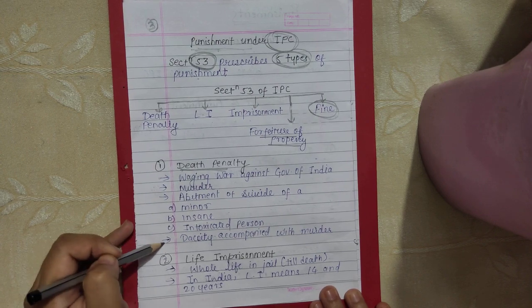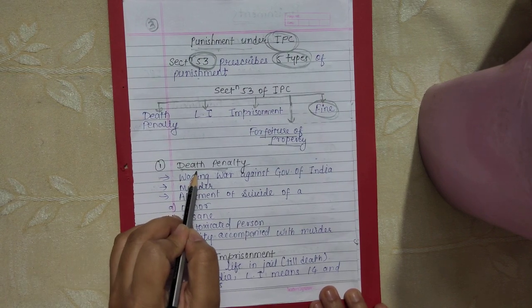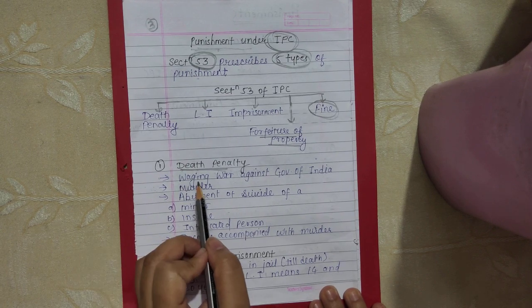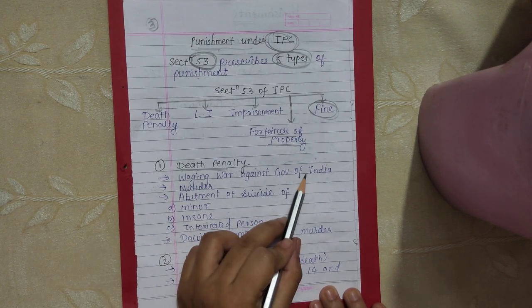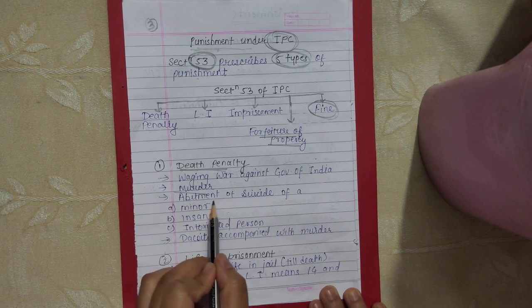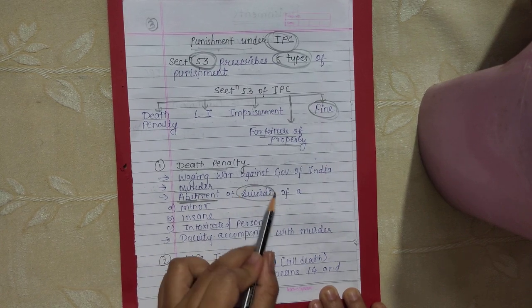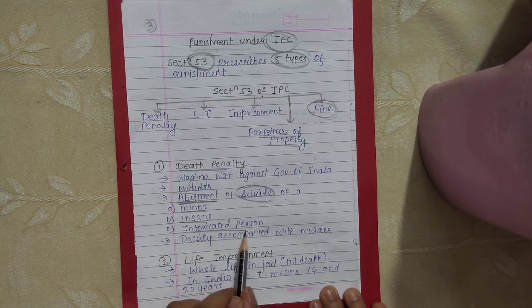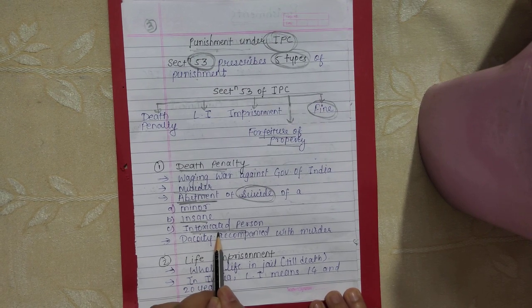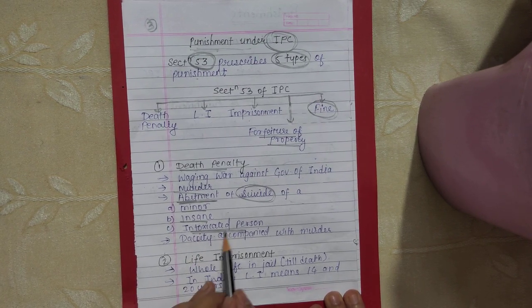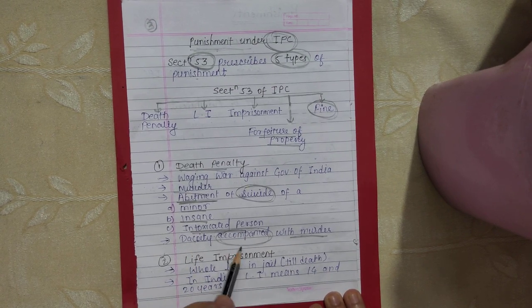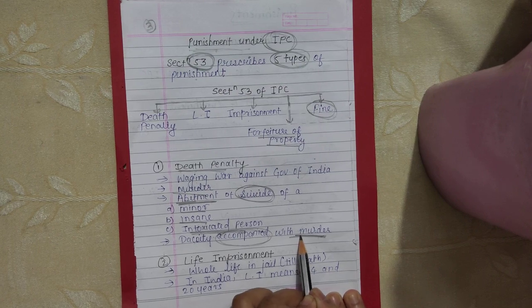Some of the following cases in which death penalty may be imposed by the court: waging war against the government of India, murder, abetment of suicide of a minor, insane or intoxicated person, means drunken person, dacoity accompanied with murder, means dacoity with murder.